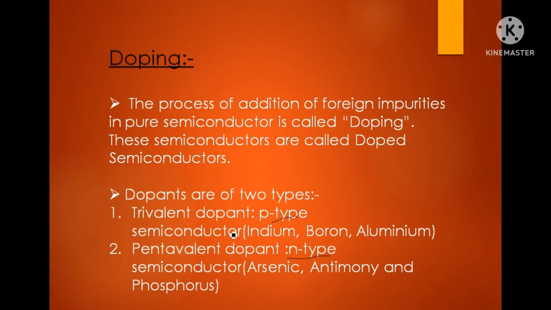Examples of trivalent dopants are indium, boron, aluminum. It is called trivalent because its valency is 3. Next is pentavalent dopant. Pentavalent dopant gives n-type semiconductor, and here the impurities are arsenic, antimony and phosphorus.